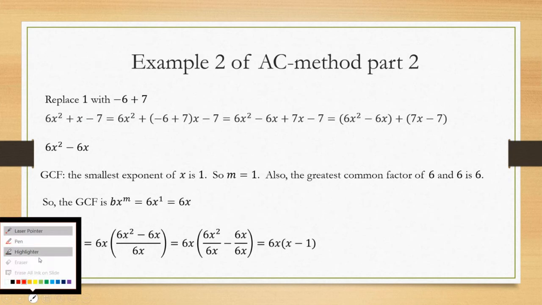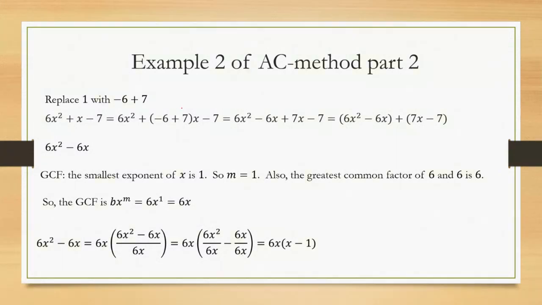What do we do next? We're going to distribute x, right? Remember, x is being multiplied by 1. 1 is the entire sum. So we distribute, okay? And that gives us 6x squared minus 6 times x plus 7 times x minus 7.